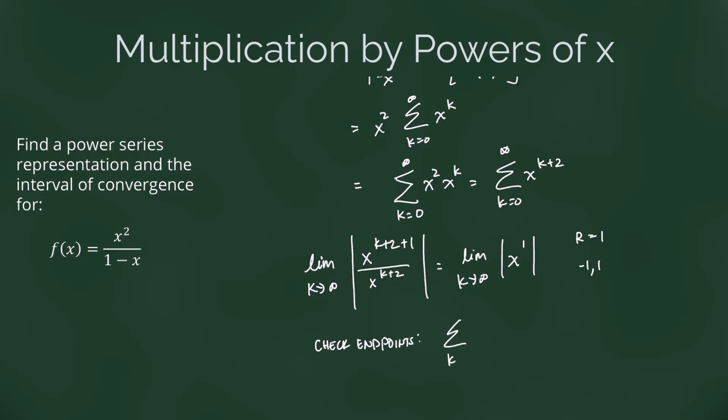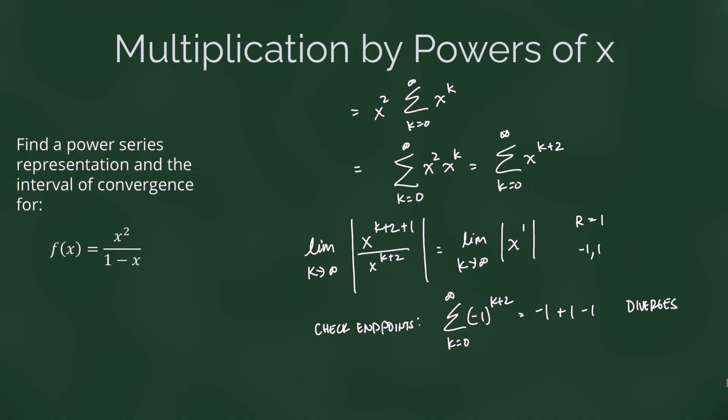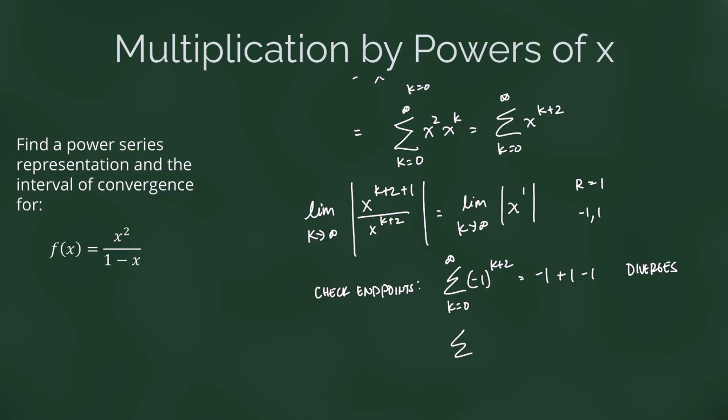If we take the sum from k equals 0 to infinity of negative 1 to the k plus 2, that is going to be the series negative 1 plus 1 minus 1. That diverges by the divergence test. The terms do not go to 0. Similarly, if we take the sum from k equals 0 to infinity of 1 to the k plus 2, that is also going to diverge by the divergence test. So our interval of convergence is in fact just negative 1 to 1.